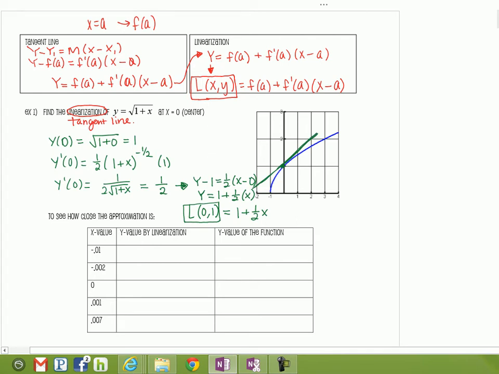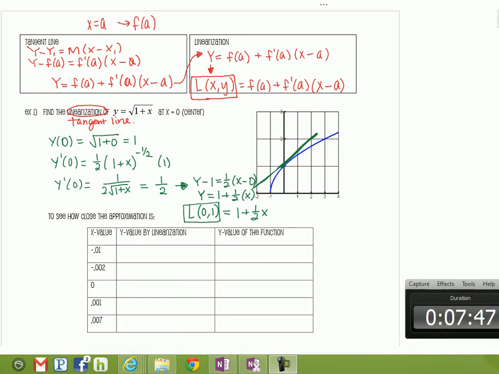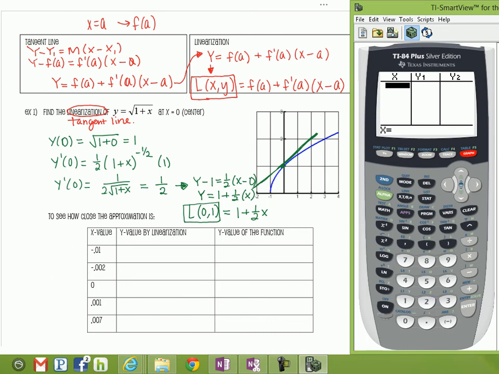And the next piece, I'm going to use a calculator for this part. So I'm setting up my calculator. I put the linearization in y1. I put the function in y2. I set up my table so that I can put in my own x values, so independent is set to ask. So when you go to the table, it's going to be empty, and then I can put in my values.